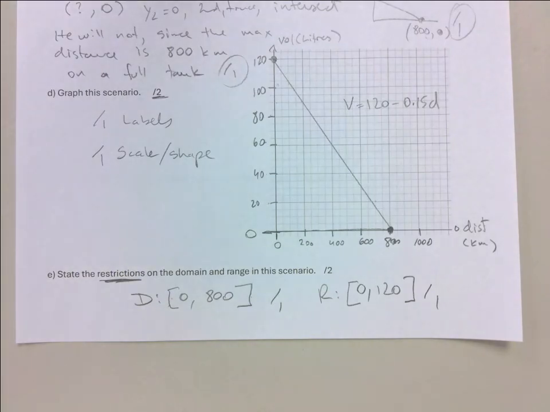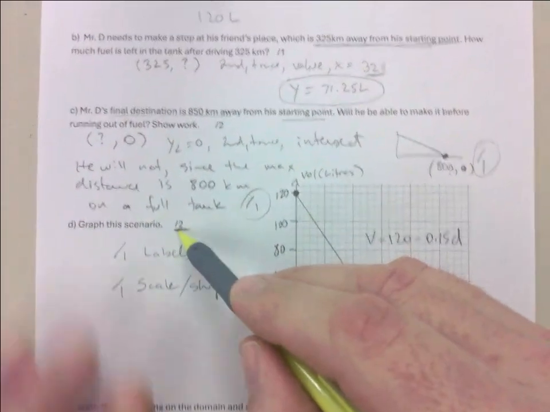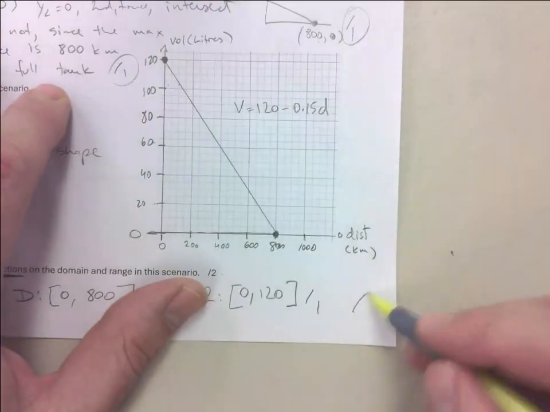Unless, listen carefully, what would the domain have been if this had not been a word problem? Negative infinity to positive infinity. Same with my range. Got it? But there's a word problem, so we can't do that. You can't drive indefinitely. I mean, that'd be lovely, right? No, don't worry about gas, just keep going. But unfortunately, that's not true. So 2, 4, 6, 8 for this page.